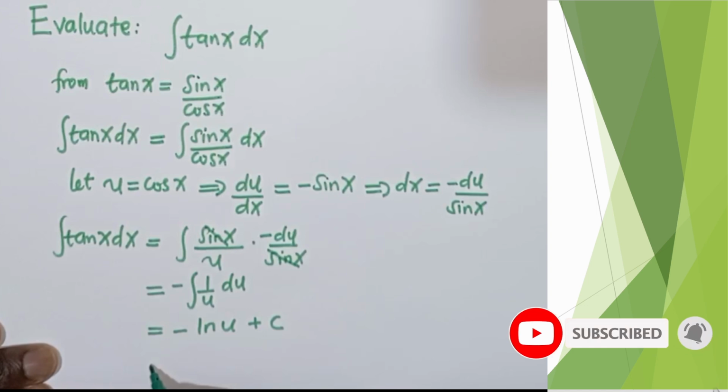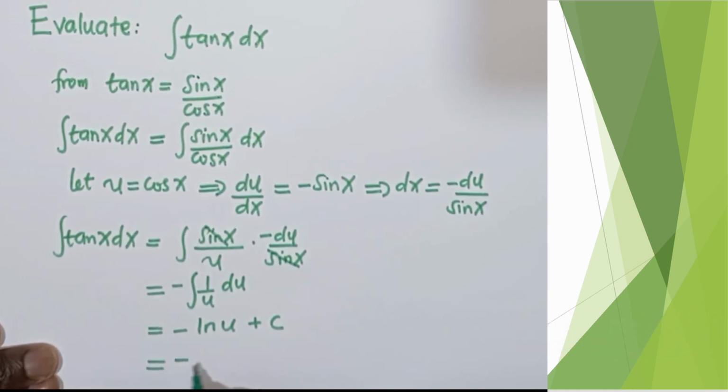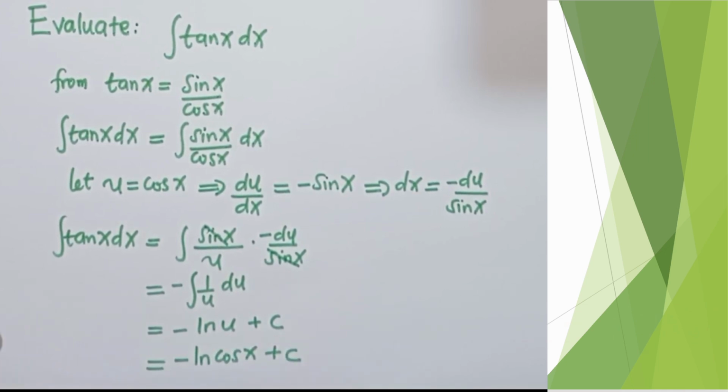Substituting back the u, we shall have negative ln cos of x plus c. So that is the integral of tan x.